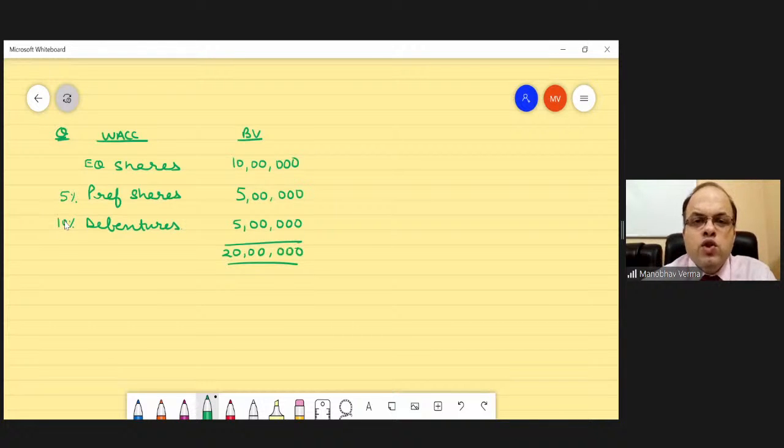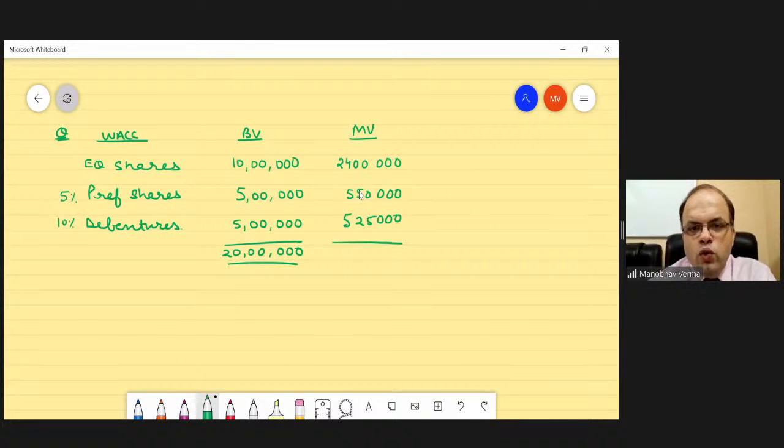What about the market value? We'll eventually need these weights, guys, then we'll come to the calculation of the cost of capital as well, right? So what are the market values? For equity shares, the market value is given to us as 24, so we're talking about 24 lakhs. Then preference shares of 110, that means 5,50,000. What about debentures, guys? 105. So my total market value capitalization here is 34,75,000. Is everyone with me till this particular point, right?